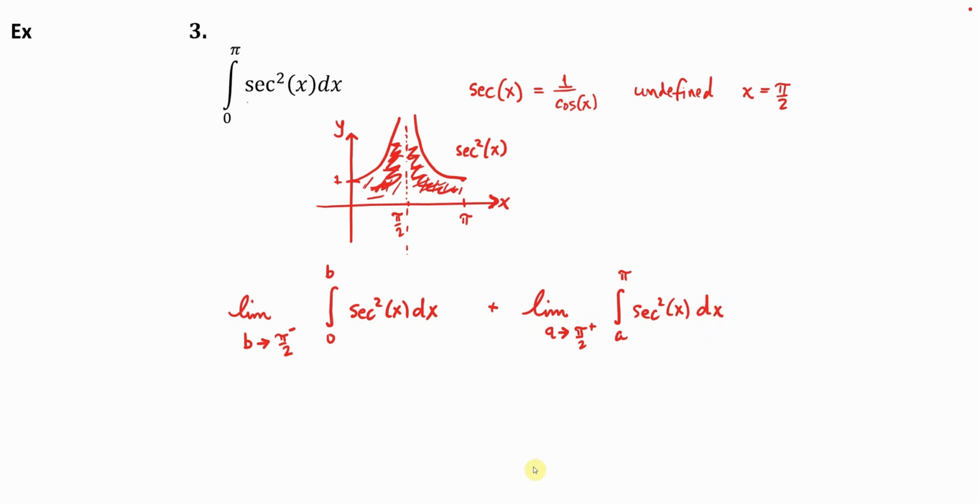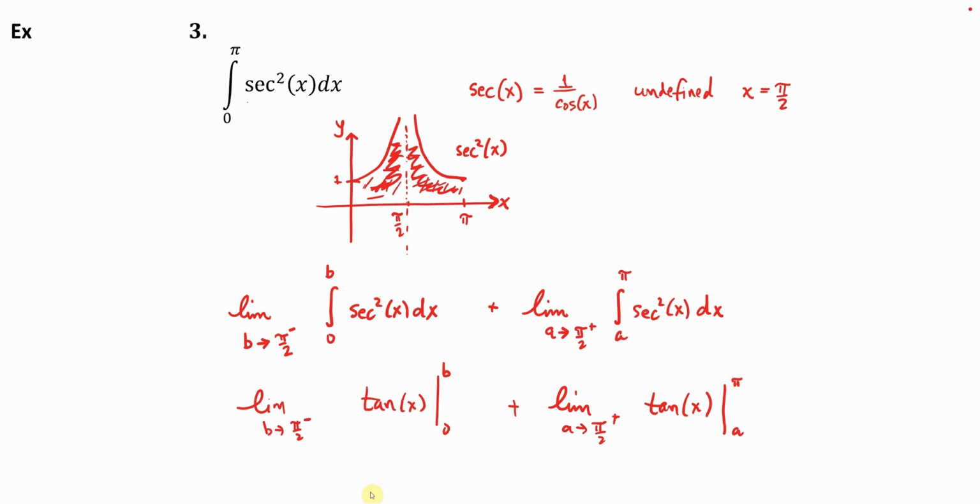The antiderivative of secant squared is tangent, and that's true for both of these parts. We're taking the limit as b approaches pi over 2 on the negative side, and this is evaluated between 0 and b. And over here, same with the limit as a approaches pi over 2 from the positive side of tangent of x evaluated between a and pi.